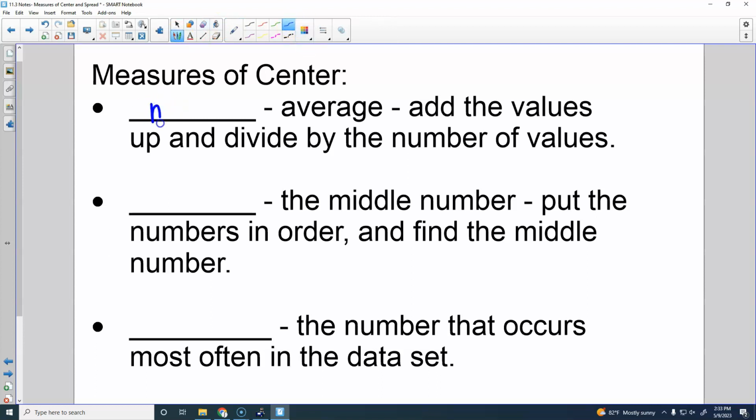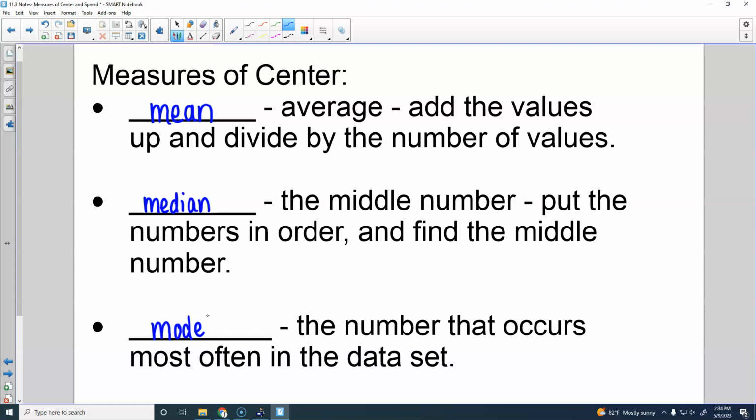The first is the mean, which is your average. To get that, you add all the values up and divide by the number of values that you have. So you should be very familiar with doing that. The next is the median. Median is the middle number. Put the numbers in order and find the middle number. And the last is the mode. The mode is the number that occurs most often in the data set.